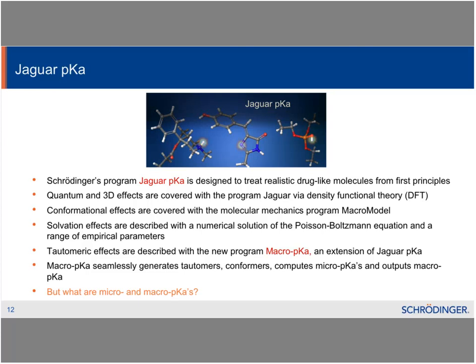Tautomeric effects, something that we'll be talking about in the second part of this talk, are described with the program called Macro pKa, which can be viewed as an extension of Jaguar pKa. It's a program we are currently developing. It uses a lot of machinery from Jaguar pKa, but it goes one step further. I will show you in a few slides what it does. Macro pKa seamlessly generates tautomers, conformers, computes micro pKas, and outputs macro pKa.